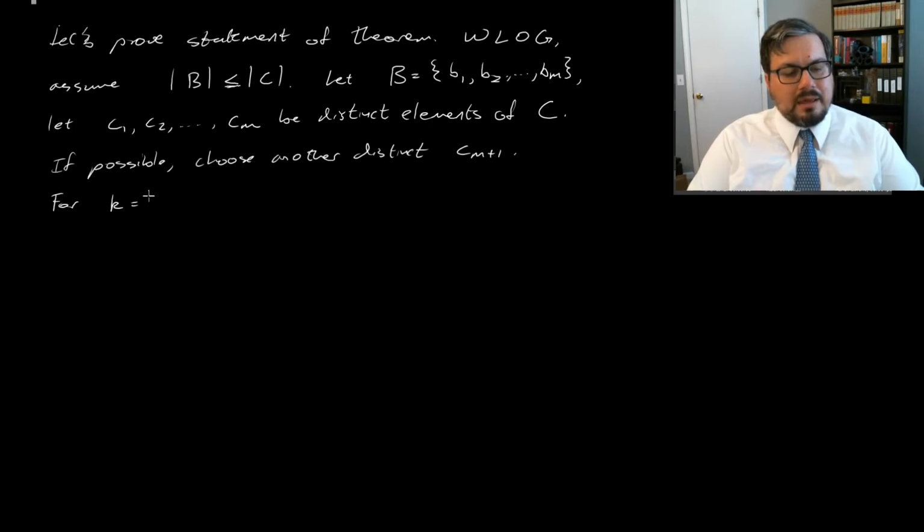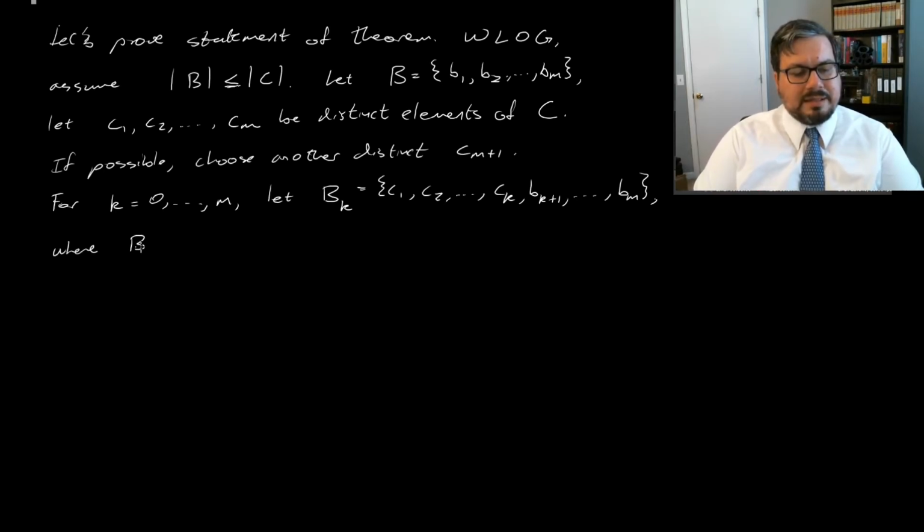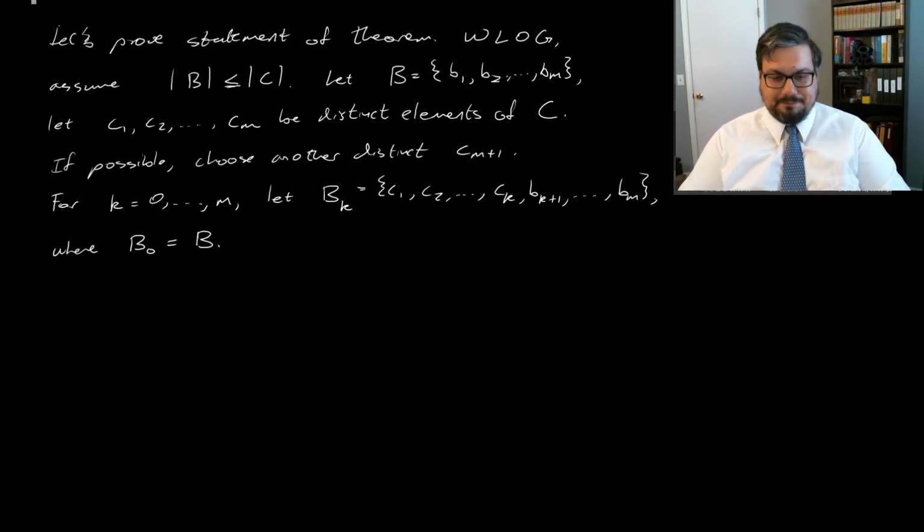Okay, now for k equals 0 to m, let B sub k be C1, C2, up through Ck, comma, B(k+1) up to Bm, where it's implicit in this notation, but just to be explicit, B0 is defined to be B. So as k increases, we're replacing elements of our initial basis B with elements of C. And yes, as you're guessing, we're going to use the claim to show that each of these Bk's is a basis for the vector space V. Now, it turns out that there's going to be some relabeling and some reordering going on here. So we're being a little fuzzy here. I'll try to point out where we're being a little fuzzy later on, but the principles are all correct here.